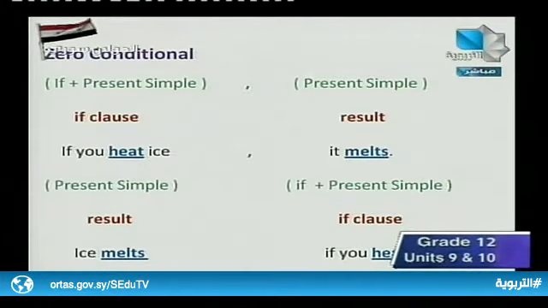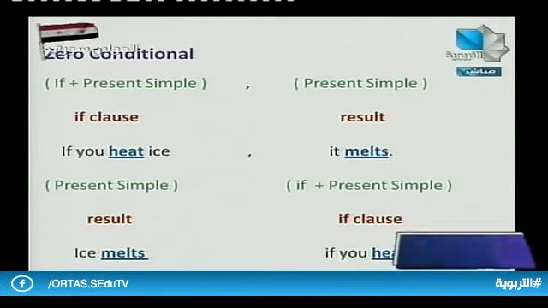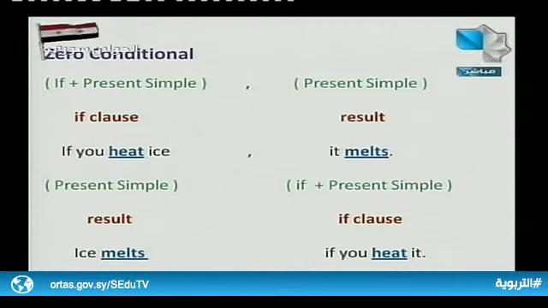Now, as it is mentioned here, we can begin our sentence with the if clause or with the result clause. If you heat ice, it melts. Ice melts if you heat it. The same meaning, but with the difference of the comma: when we start with the if clause, we need a comma, but we don't use the comma anymore when we start with the result.